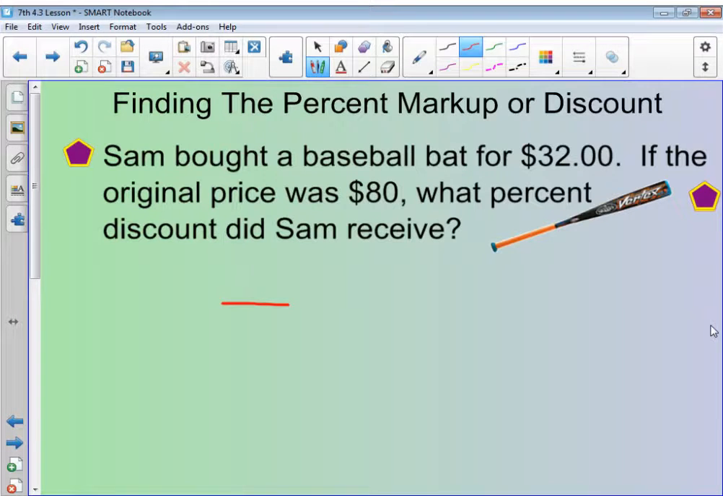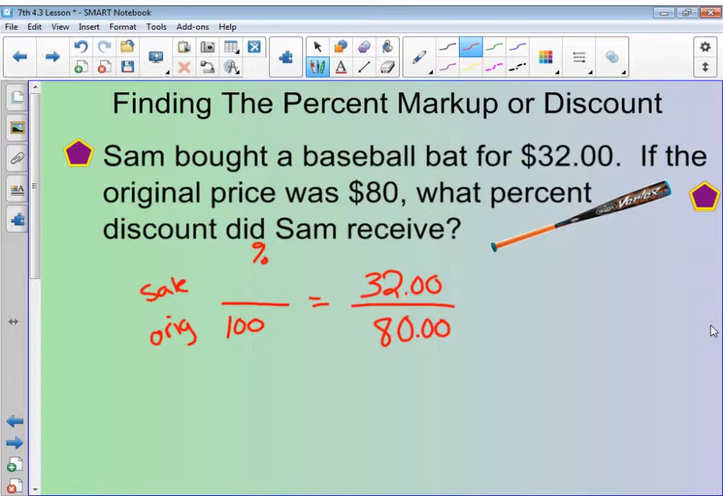When we did our proportions, remember this was always our sale over our original. Normally we would put percentages in the front half, and then in the back half we would put our actual information. Here he bought it for $32. That was the sale price. And the original price was $80. They want us to figure out the percent discount that Sam received. We know the original would be 100%, and we could cross multiply and divide.